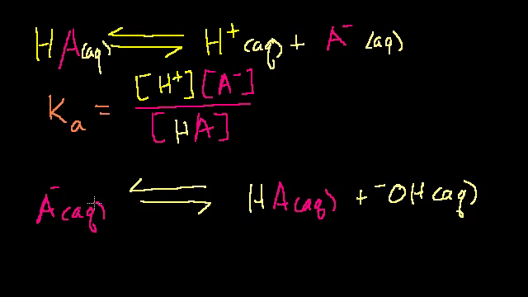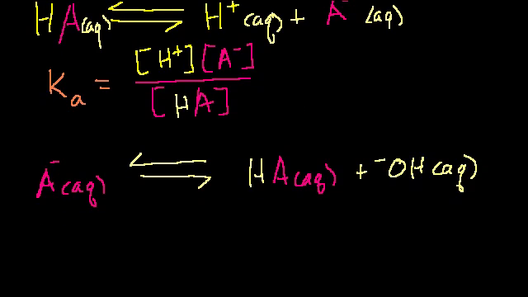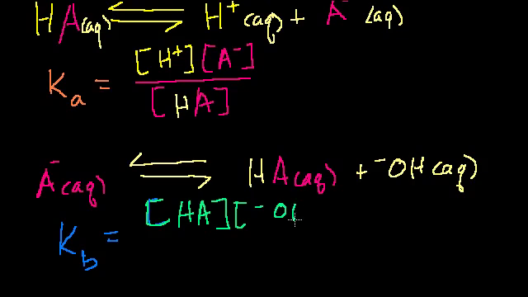Fair enough. I could also write an equilibrium constant for this basic reaction. Let me do it right down here. So I'll call that my K sub B, for this is a base equilibrium. And so this is equal to the concentration of the products, HA times the concentration of my hydroxide ions, divided by my concentration of my weak base, A minus.